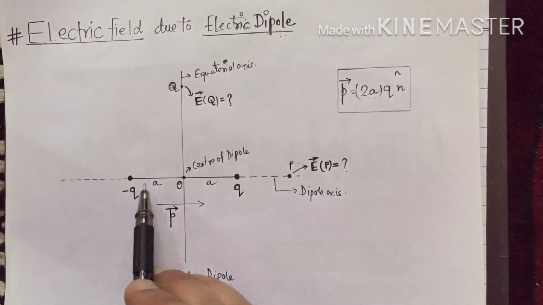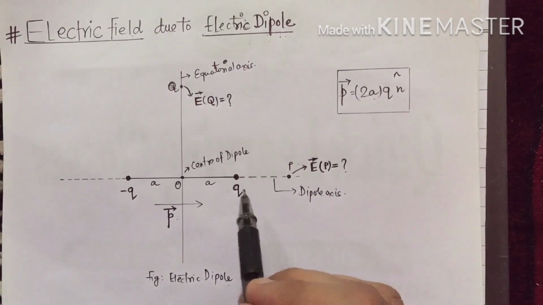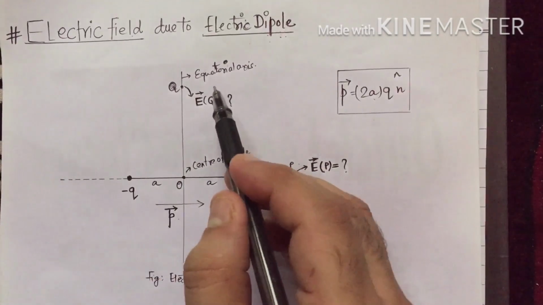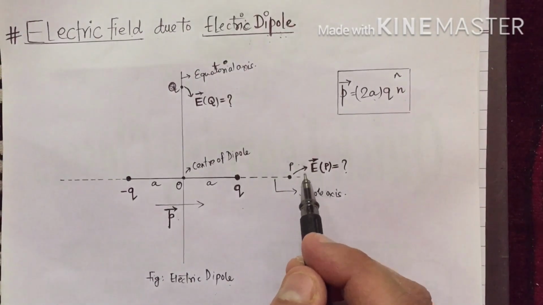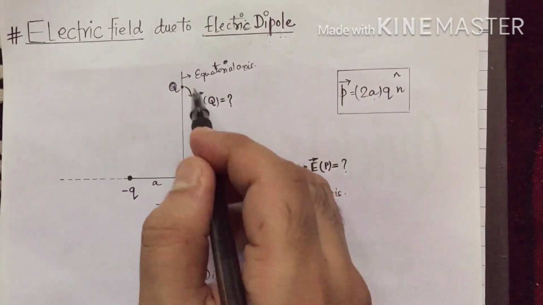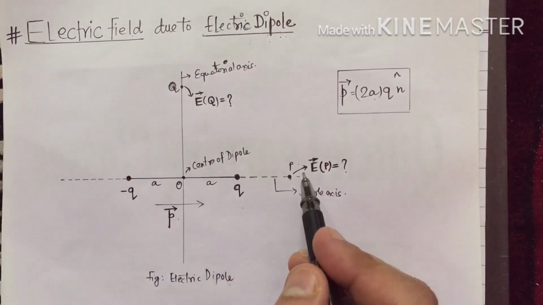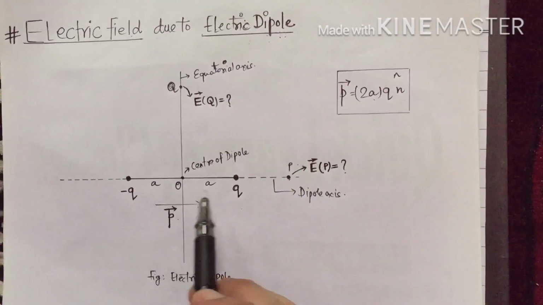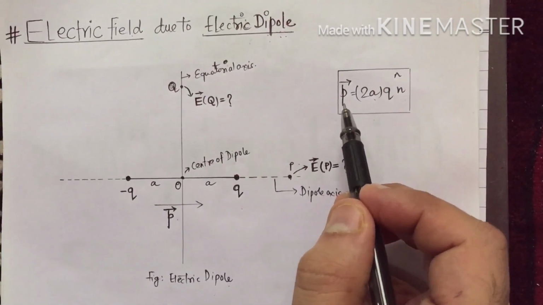There is a straight line which passes through this dipole. This is called the dipole axis. Similarly, there is a straight line which is perpendicular to the dipole, and this is called the equatorial axis. We need to calculate electric field at any point on the dipole axis and any point on the equatorial axis. This is our aim of this video.